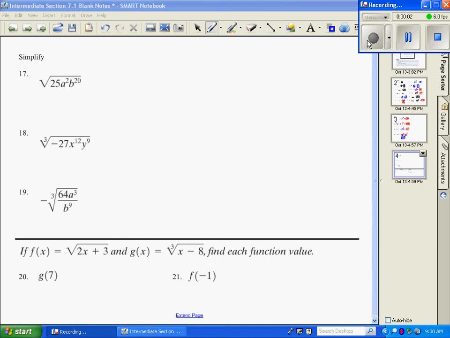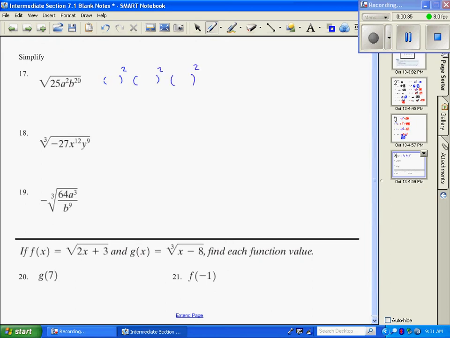Alright, we're going to pick back up at number 17, and we're going to recall that we said squares and square roots are inverses of one another, so to take the square root, we need to know what squared gives me 25a squared b to the 20th. Okay, so if I can rewrite everything with an exponent of 2, because my index is a known 2 over here. Remember we said if there's no value, it's a known 2. And I'm going to do it for the A, and I'm also going to do it for the B.